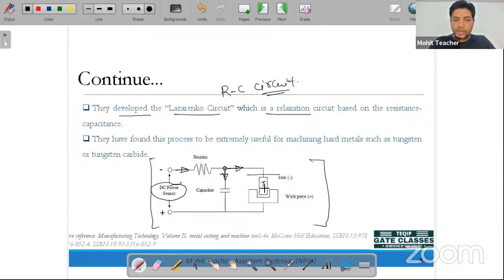This is the tool, and this is the workpiece. Now, just assume that we are keeping this workpiece and the tool in a dielectric medium, which means fluid is there. Whatever remaining current passes through this one comes back to the junction point, together with the current that was coming over here, and again goes to the DC power supply. So this is how the circuit is completed. This is basically the Lazarenko circuit, fine.